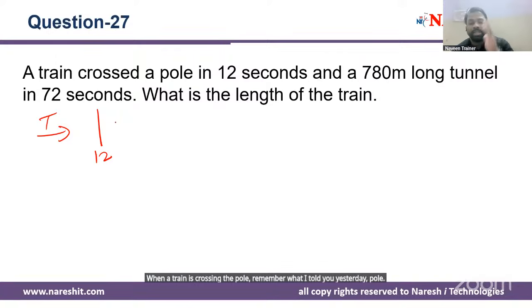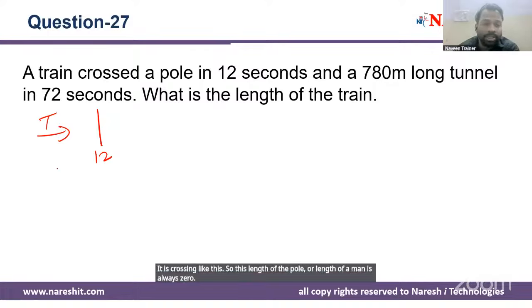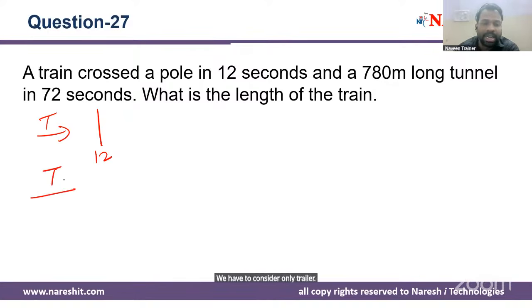Pole, this is the pole. Train will cross like this. So it doesn't matter what is the height of the pole. It is crossing like this. So this length of the pole or length of a man is always 0. We have to consider only train length divided by train speed, which is not given, but time taken is 12 seconds.